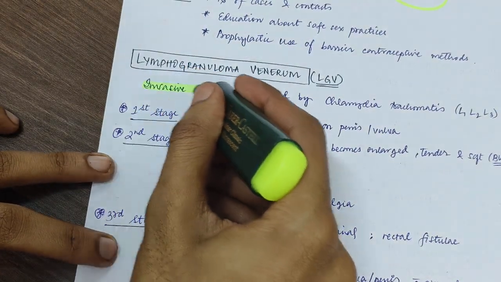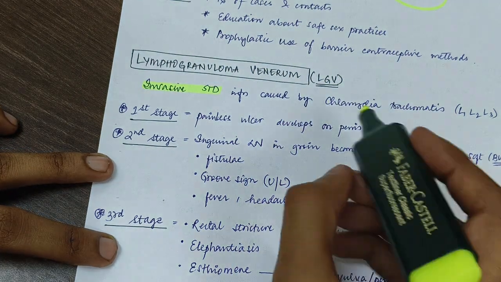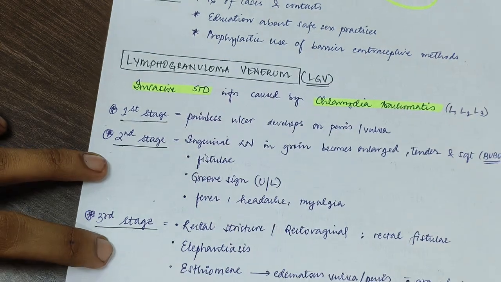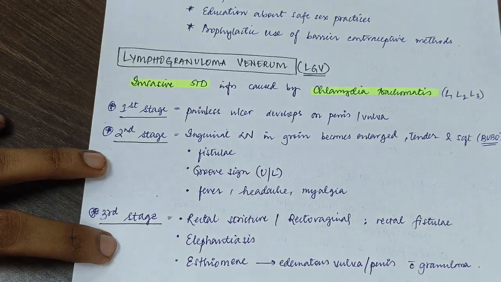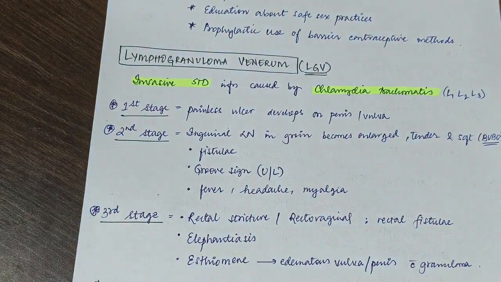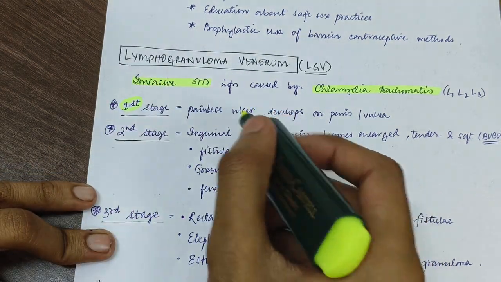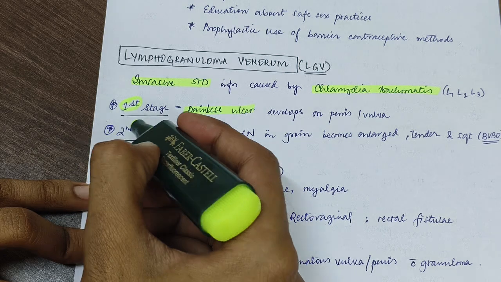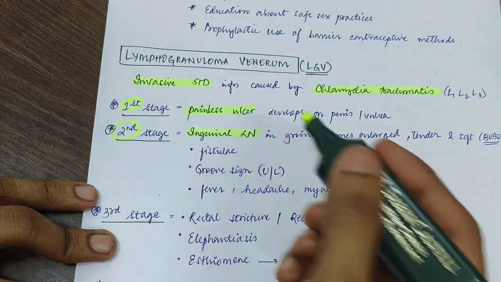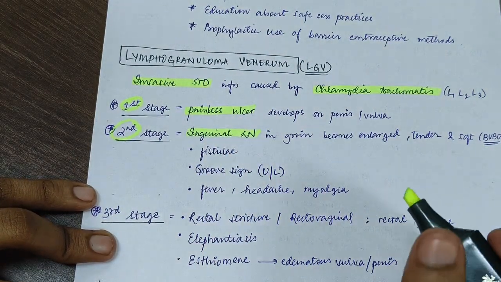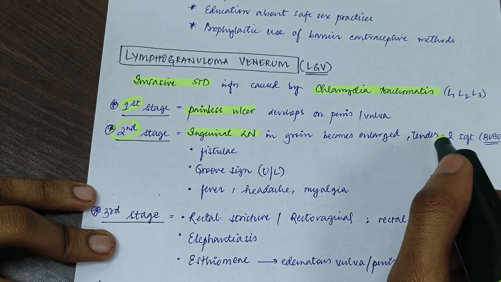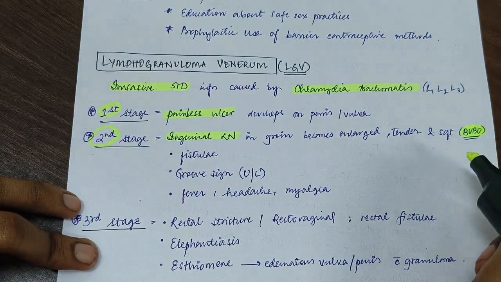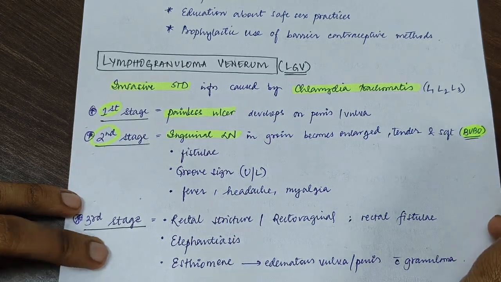That is an invasive sexually transmitted disease, an infection caused by Chlamydia trachomatis, the causative agent. Chlamydia trachomatis, that is L1, L2, L3 serotypes. In the first stage you're going to see a painless ulcer over the penis or vulva. Then in the second stage you're going to see inguinal lymphadenopathy. It becomes enlarged, tender and soft, that is called a bubo. Inguinal buboes are seen.